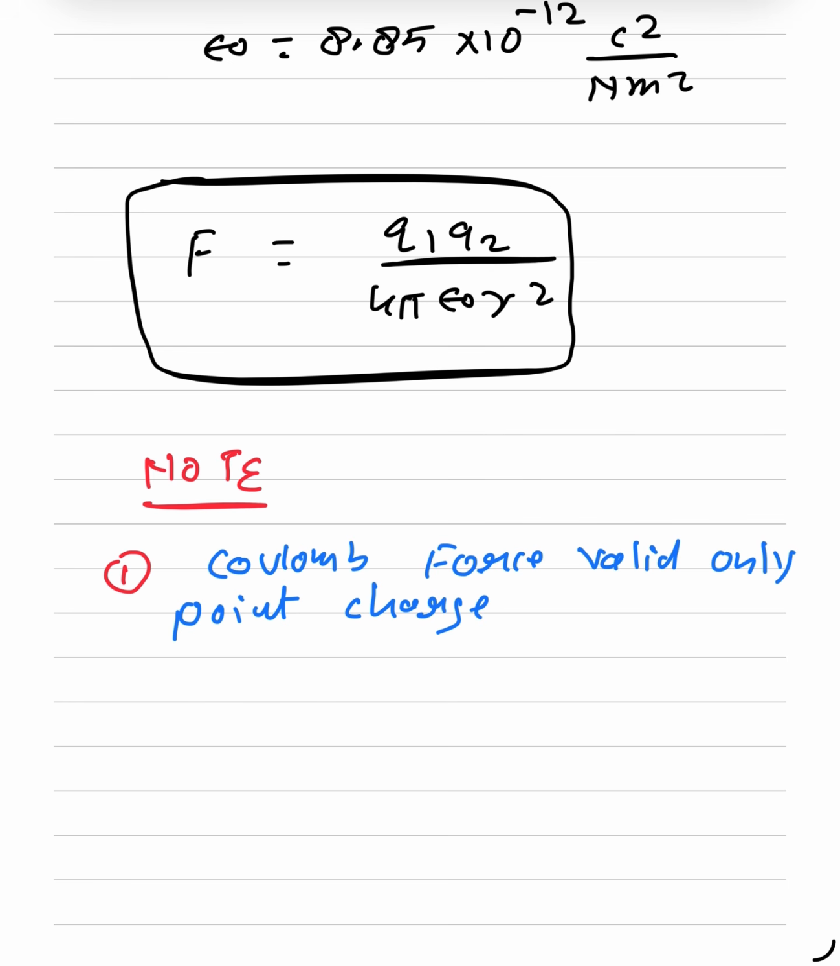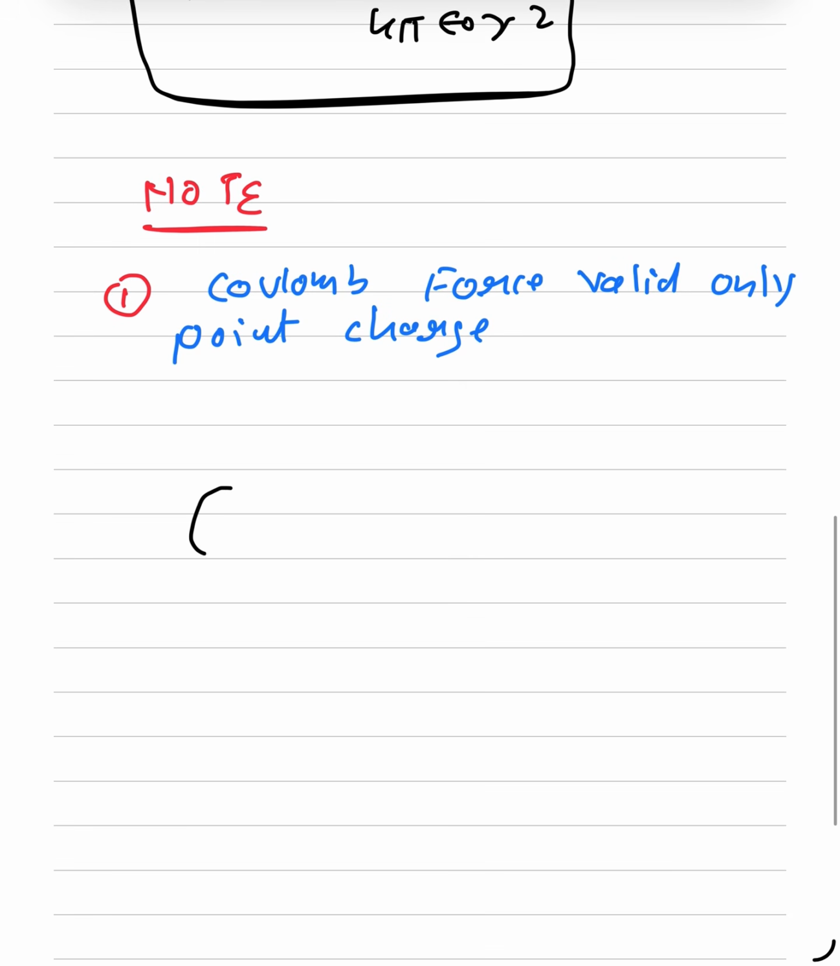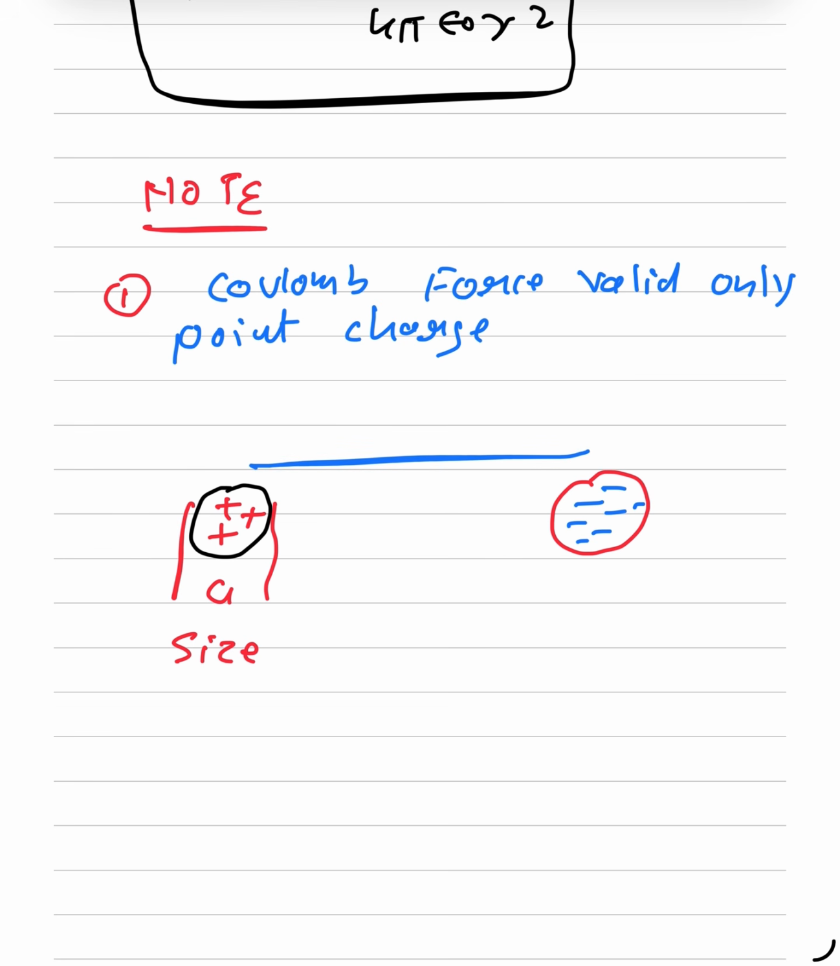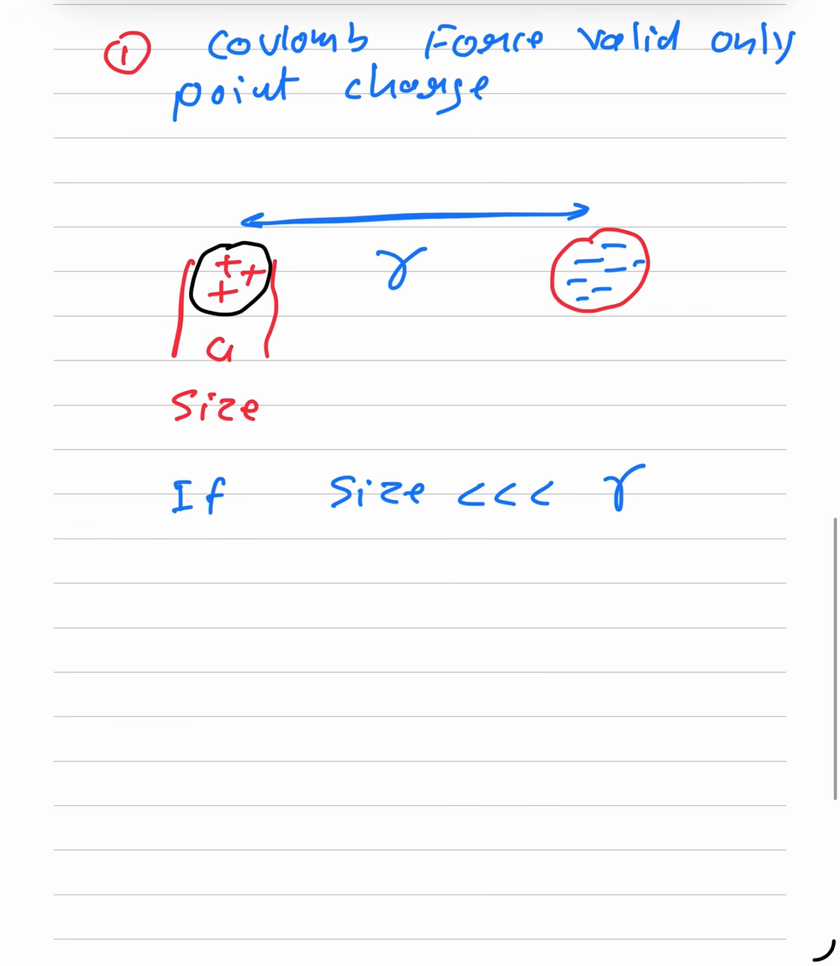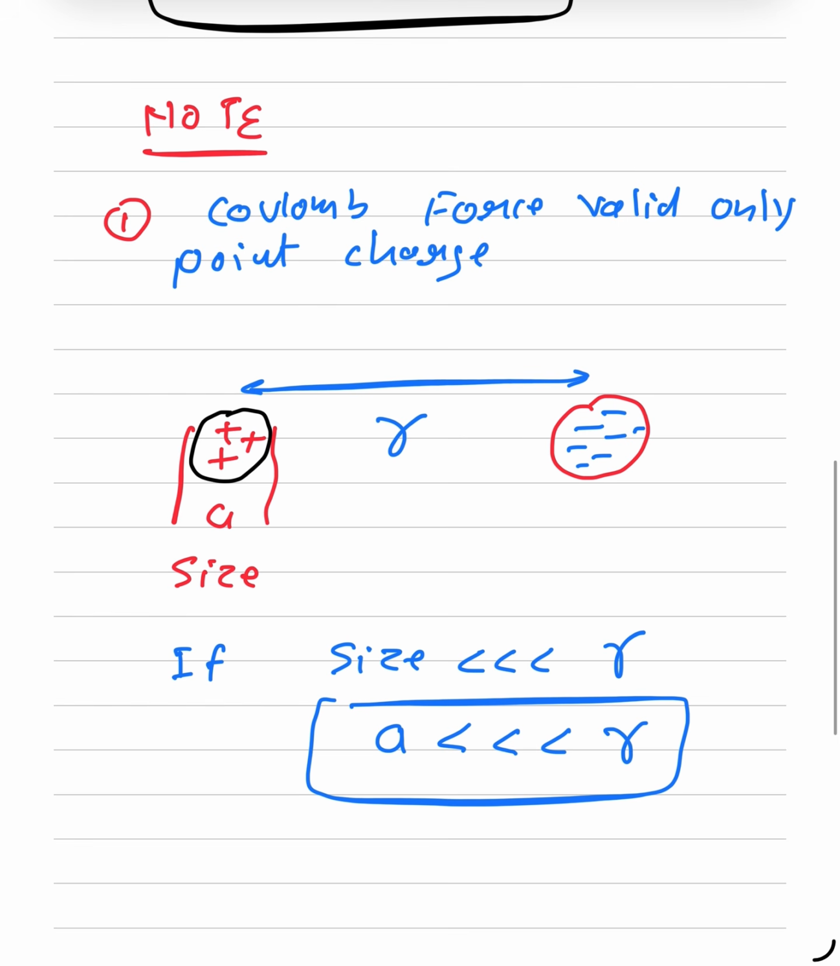What is the concept of a point charge? Suppose that this is a charged object, positively charged, and the second is a negatively charged or positively charged object. In this situation, the size of the object is small, and the separation distance between both charges from the center of mass is R. If the size of the object is much smaller as compared to the separation distance between both charged objects, we can say both bodies work as point charges, right? This is the basic concept.